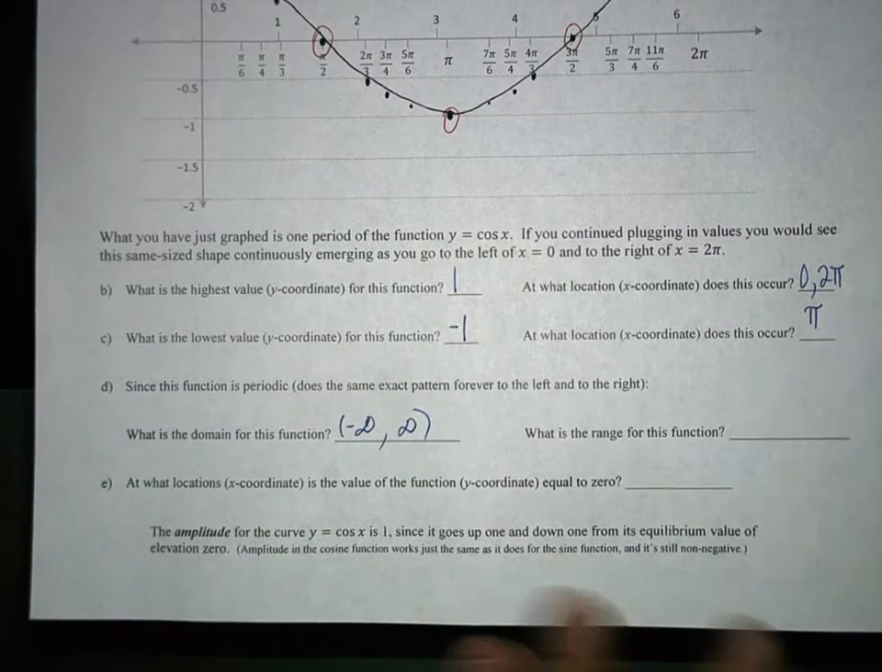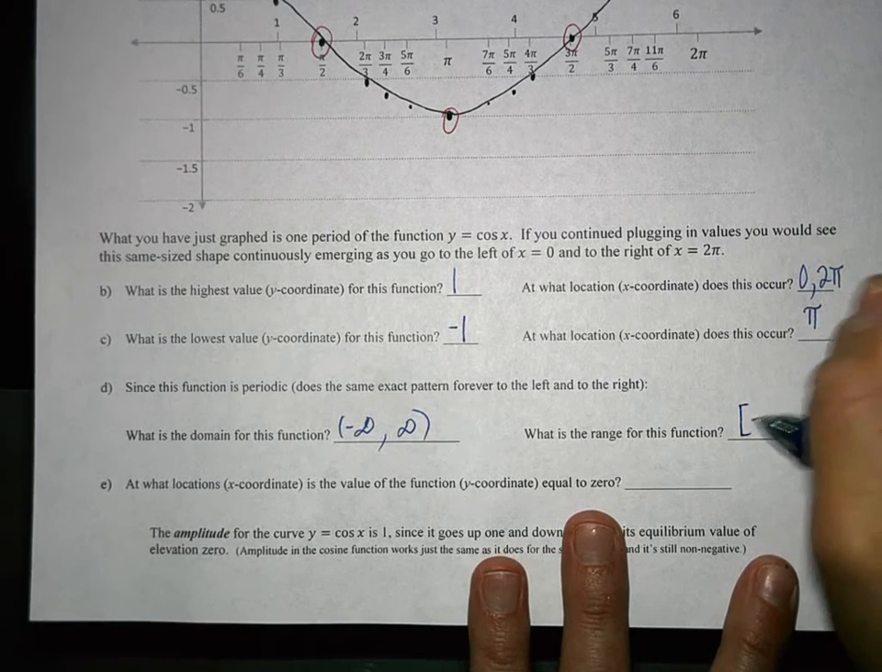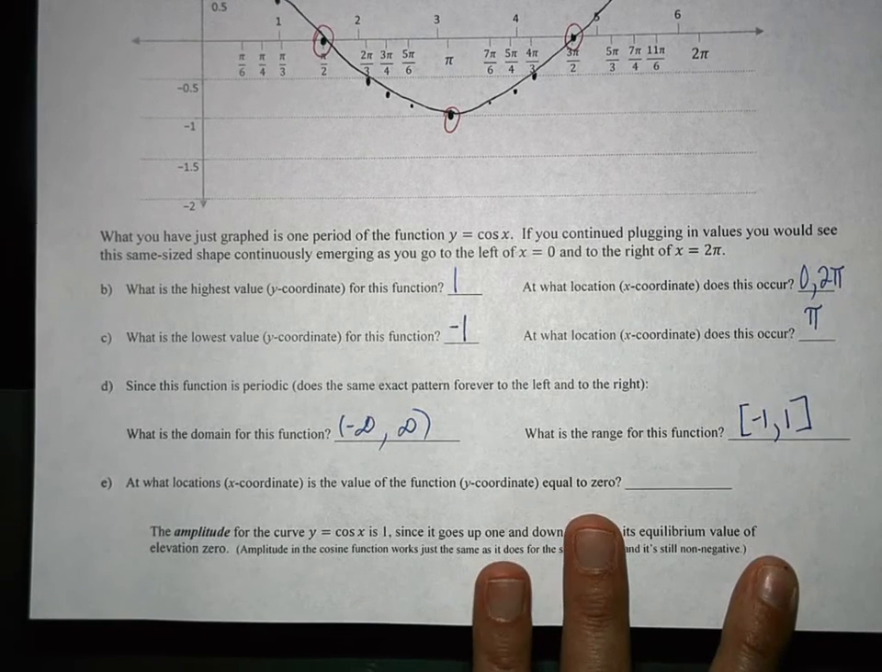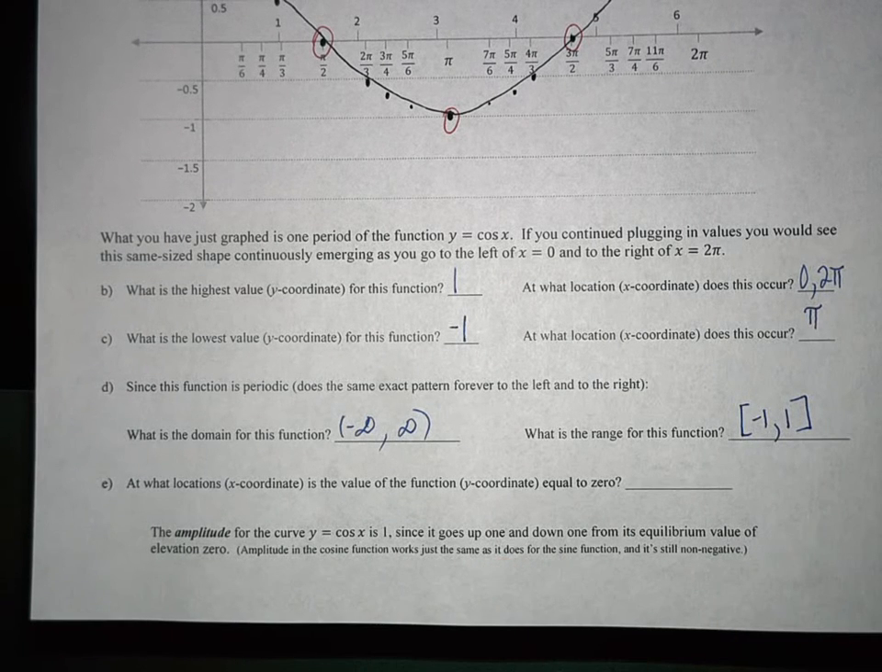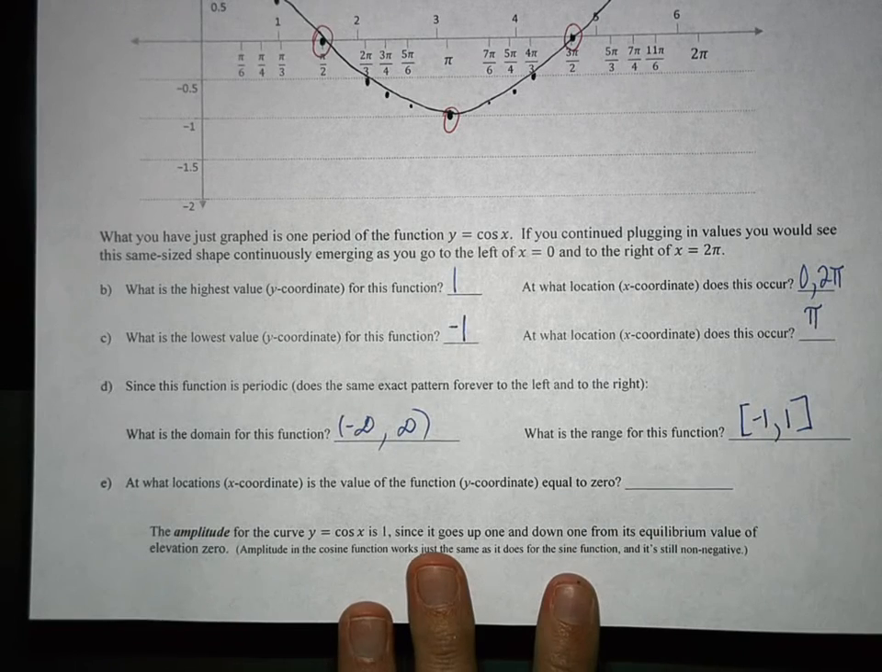And then what would the range be? Good, negative 1 to 1. And then why do we use brackets again? Good, because it equals that, right? And so if it didn't equal it, it would be a parenthesis, but since it equals that 1, it is a bracket. Okay, and at what locations is the value of the function equal to 0?